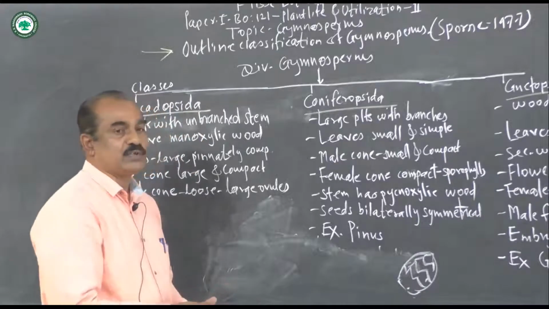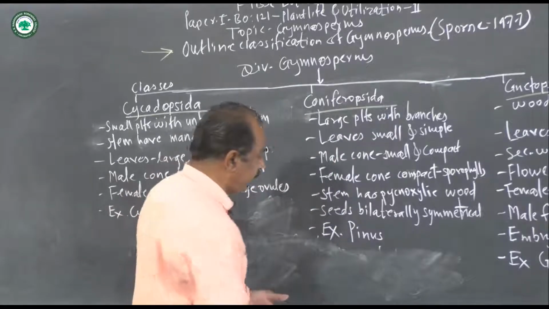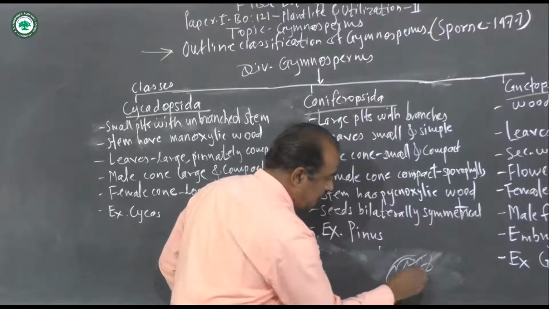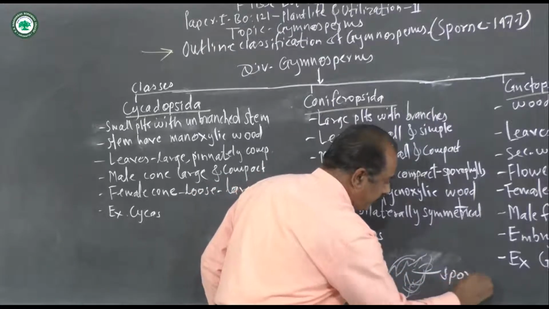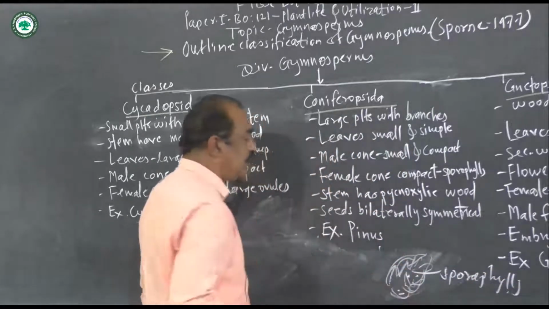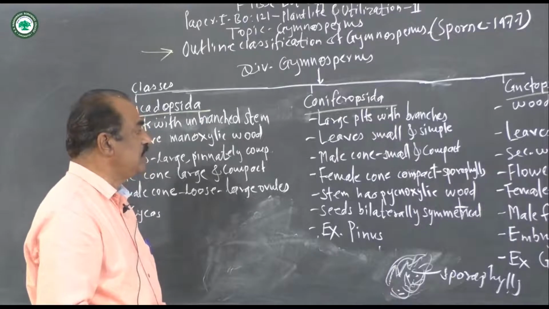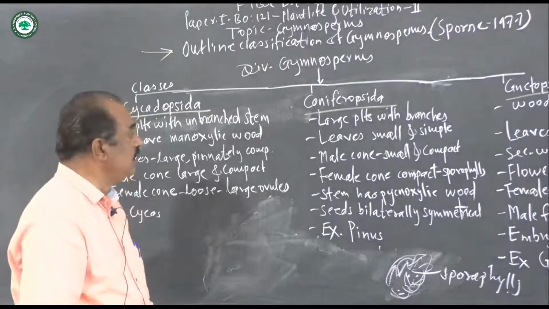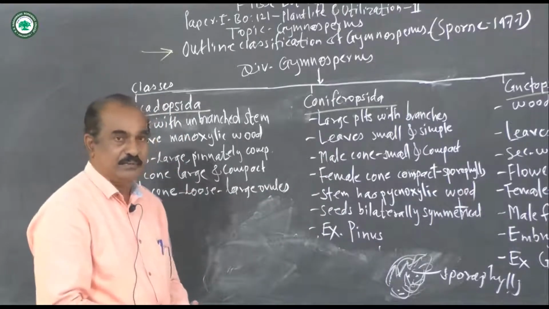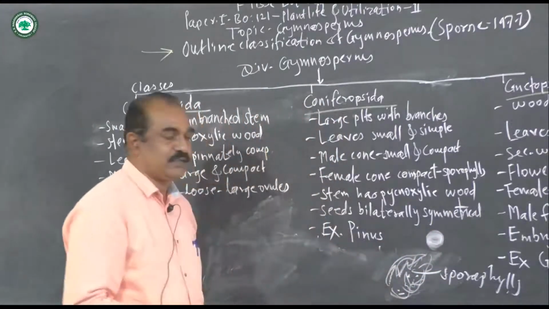Now the female cone is also compact and it develops sporophylls. Here the sporophylls are developed. It is also compact, and these are the sporophylls. Generally they are the megasporophylls. Now the stem has pycnoxylic wood. This is the distinct character of this class Coniferopsida, and seeds are bilaterally symmetrical. That means the seeds are like this. They are bilaterally symmetrical, and an example is Pinus.